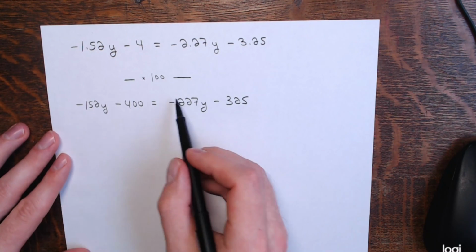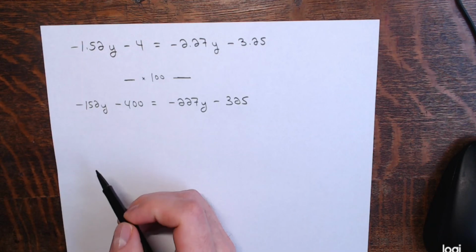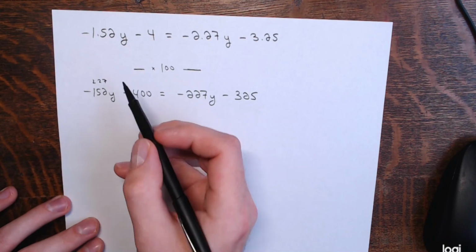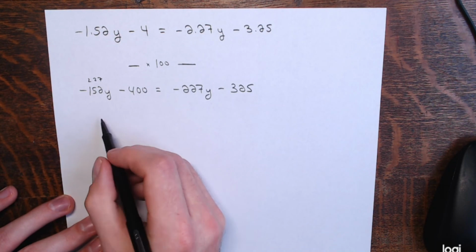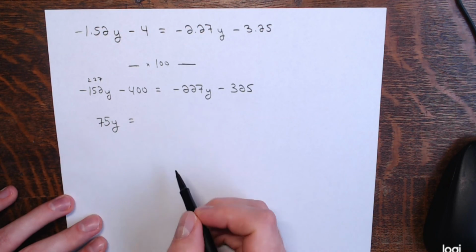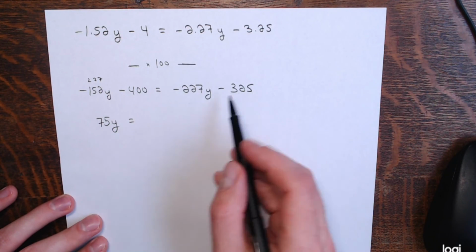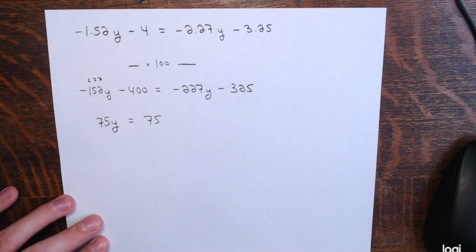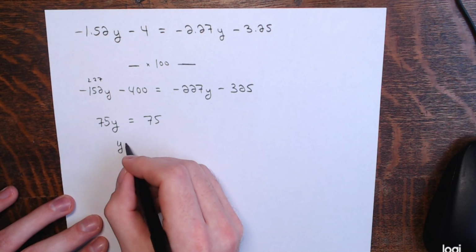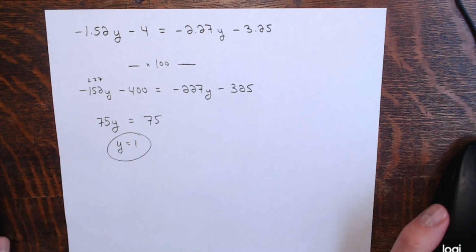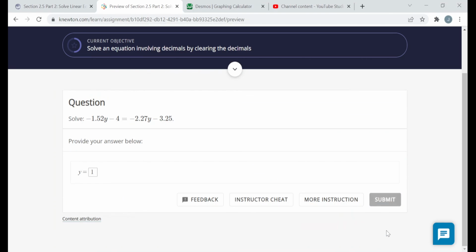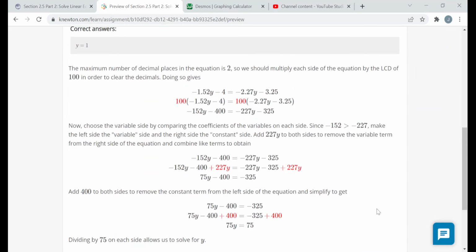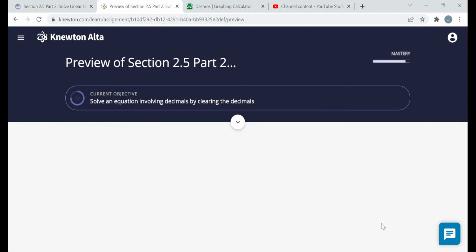And if I add the 227y, that's 75y equals, and then if I add 400, that's 75 again over here. So y equals 1 again. Right? The solution is 1, dividing both sides by 75 there. Great. And I should just have one more of these based on my progress.